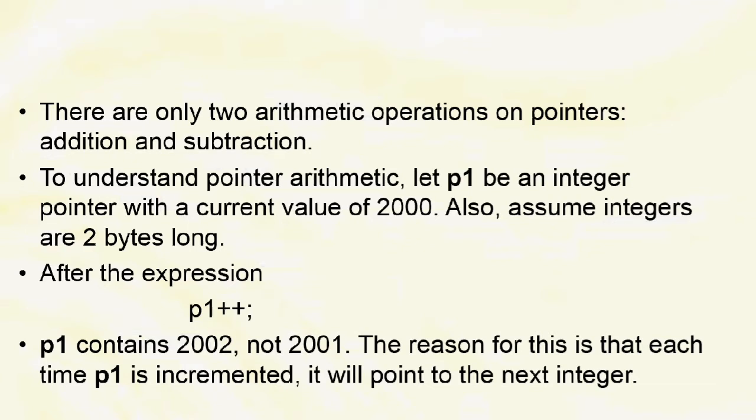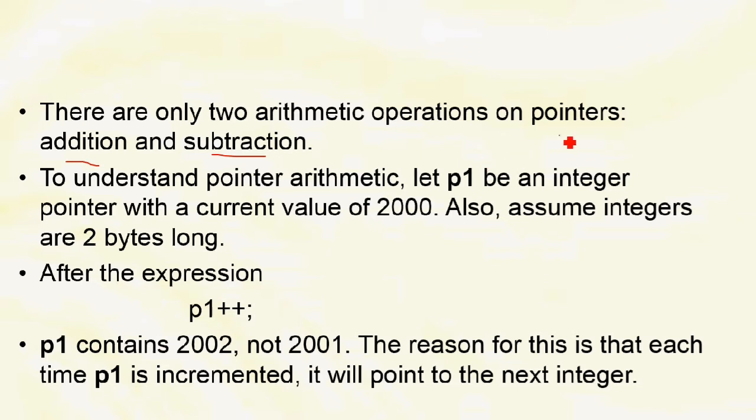So the topic is pointer arithmetic, that is, arithmetic operations on pointers. There are only two arithmetic operations we can normally do on pointers: one is addition, another one is subtraction. Generally, arithmetic operations are addition, subtraction, multiplication and division. Here, only these two we are able to perform on a pointer. We cannot perform multiplication and division.